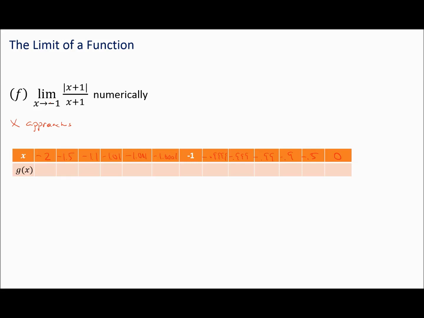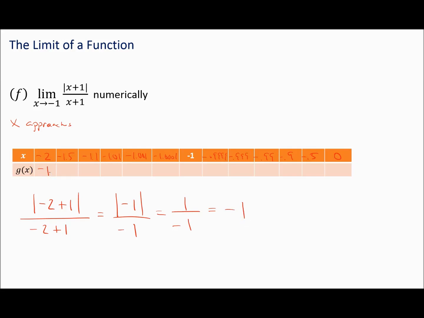So if I plug in, say, -2, you would have the absolute value of -2 plus 1 divided by -2 plus 1. Okay, what's the absolute value of -2 plus 1? First of all, what's -2 plus 1? Well, we know that's -1, but it's still in an absolute value divided by -1. Okay, now the absolute value of -1 is +1 divided by -1, which is -1.